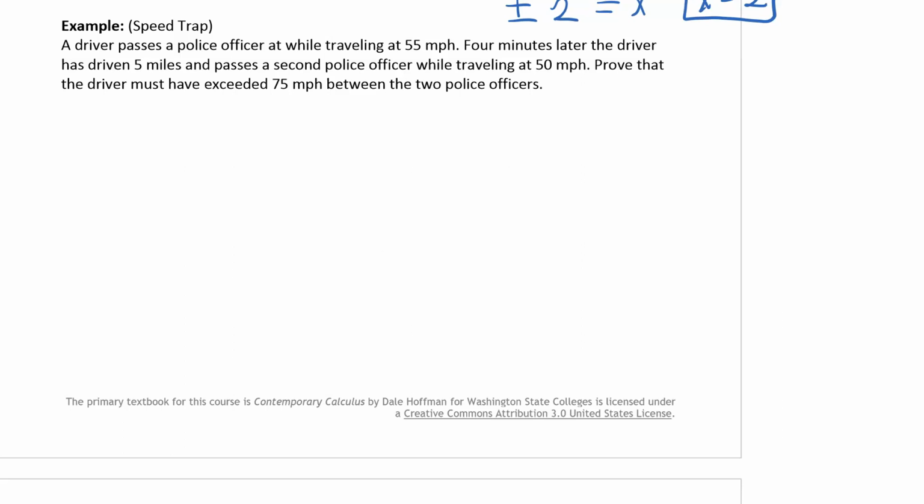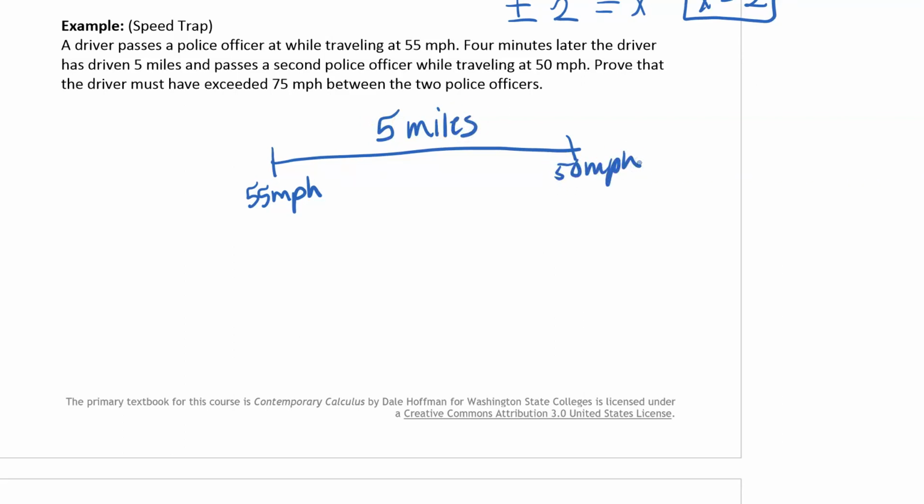And so we need to make sure, did this person exceed the speed limit? And so I always love a good picture to figure this one out. So let's draw this out from here. So right here, someone is going 55 miles per hour. 5 miles later, they're going 50 miles per hour. You think, oh, they slowed down some. Well, in that 5 miles, we're wondering, did they exceed 75 miles per hour? We'll call it the speed limit.